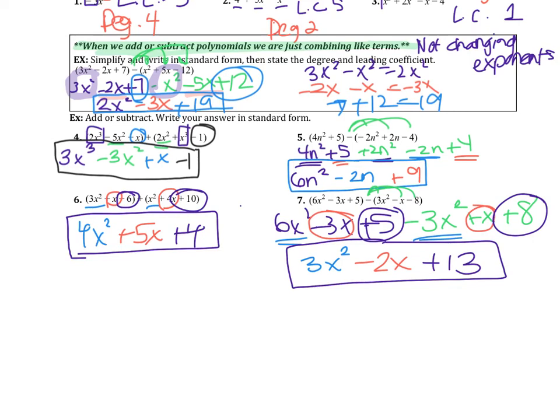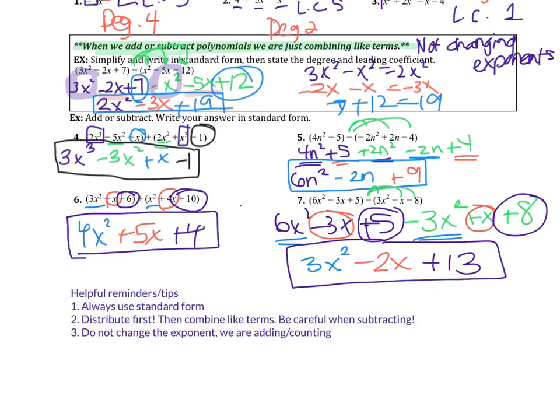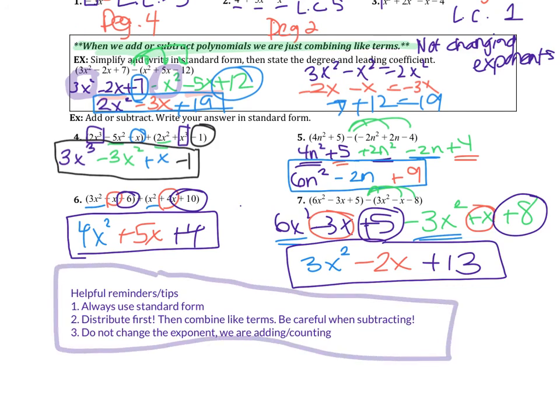So the last thing I want to do, just to wrap this up, is give you some helpful reminders when you're working through these problems. Okay, so here are my helpful reminders for you. First of all, always use standard form. Always make sure that your final answer is written in standard form, meaning the highest exponent on the far left going down to the term that is constant or that has the lowest exponent.